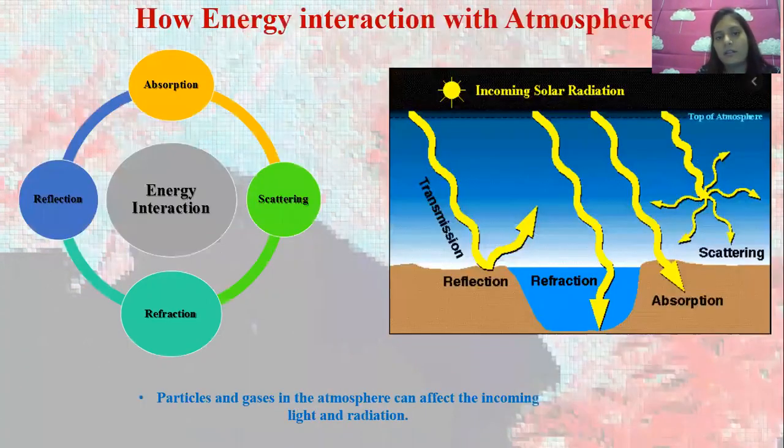Next, moving further, now this is very important: how energy interacts with the atmosphere. When radiations come from the sun or from sensors, they have some interaction with the atmosphere, because from space they come to the atmosphere, then from the atmosphere to the target, and again they go back through the atmosphere and are recorded by the sensor. Right? So there are 4 types of process: scattering, absorption, reflection, and refraction. This type of process takes place when the energy interacts with the atmosphere.